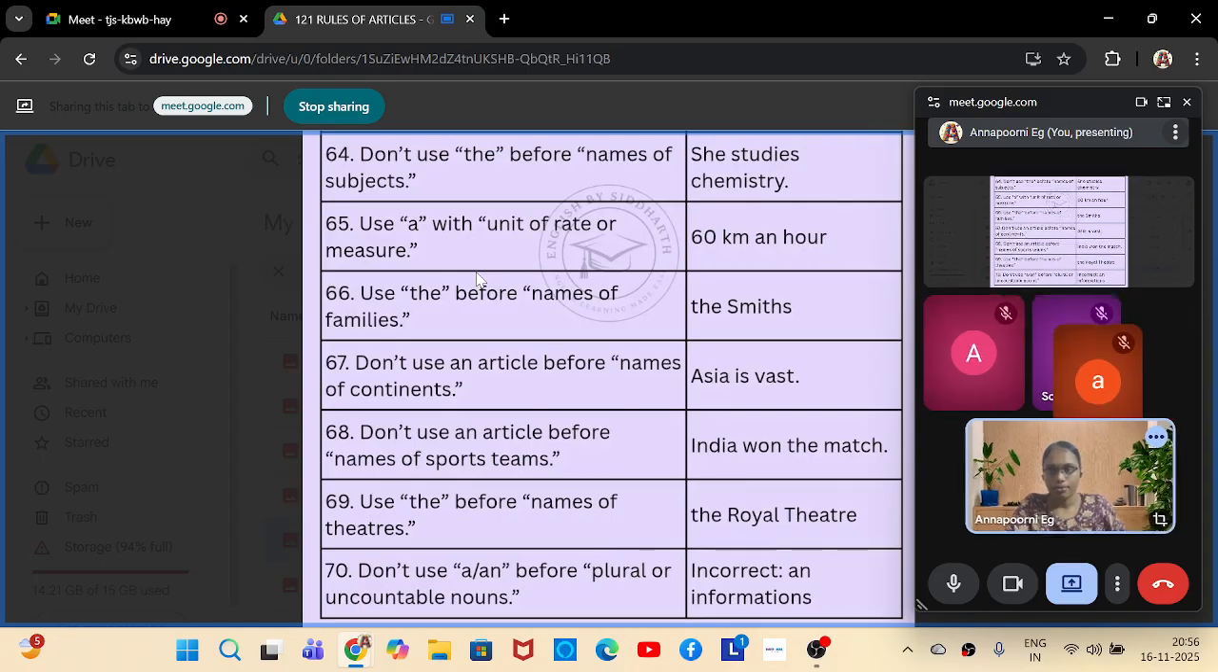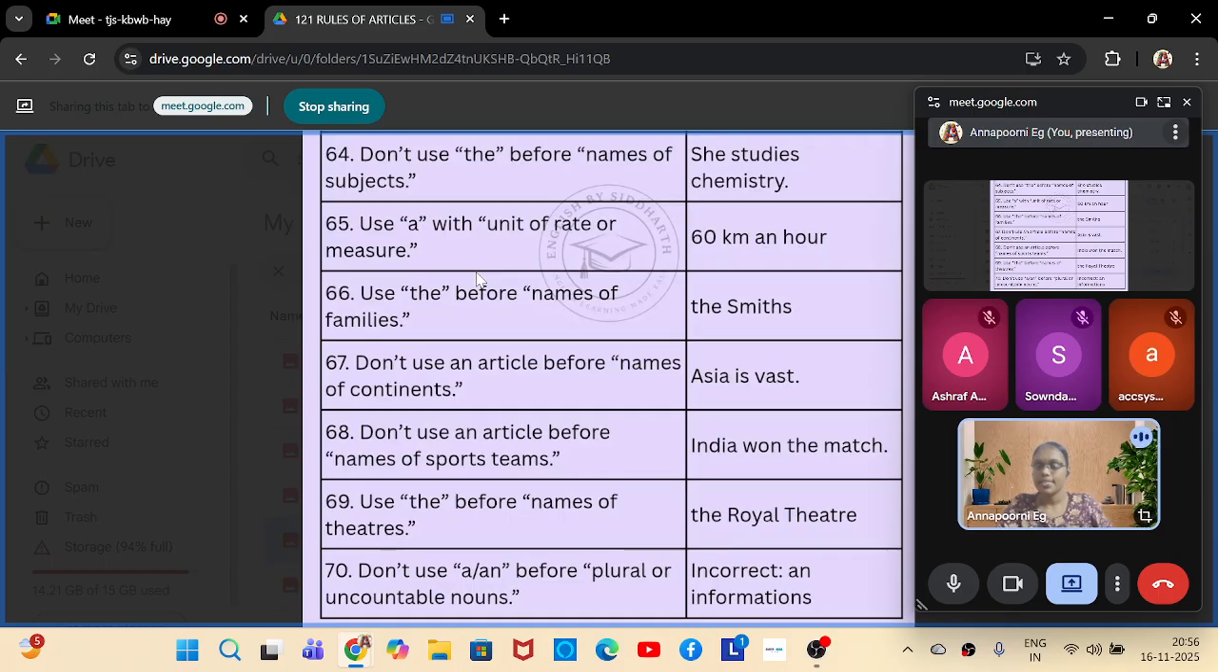Next, we have two more uses. The 69th use: use the before names of theatres. Okay, that was already discussed earlier. The Royal Theatre, the PVR Cinema Theatre, the Dolby Atmos, something like that. And the last one: do not use a or an before plural or uncountable nouns.